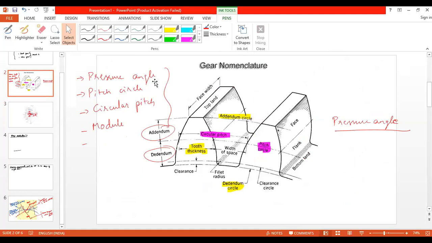Okay. So we know the pressure angle, and the pitch circle is nothing but the circle which is passing through the pitch point. And what is the circular pitch? Circular pitch is the distance measured on the circumference of the pitch circle. Here, this is the pitch circle.